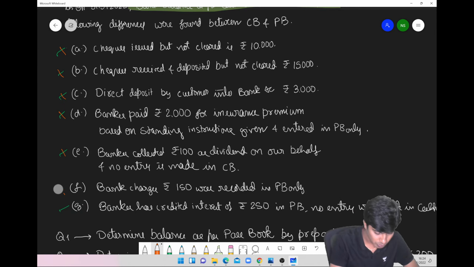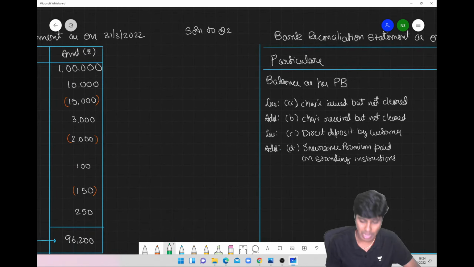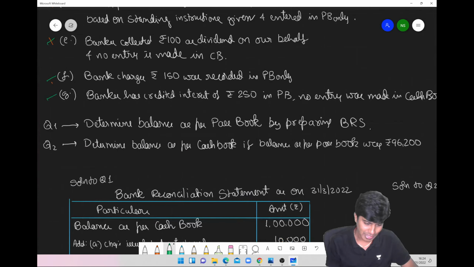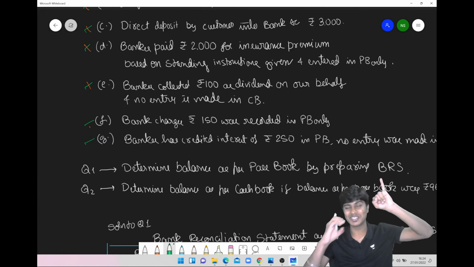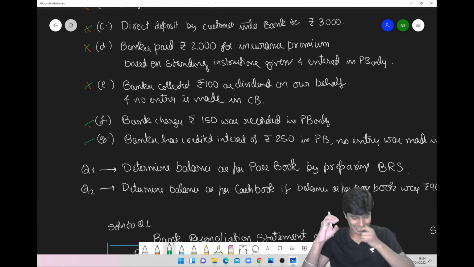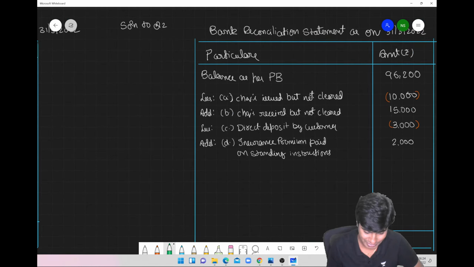Which one did we do now? I think we were doing E, right? E. We'd have to do E. Banker has collected dividend, so the passbook has increased. We have not recorded it in the cash book, so it has not increased. Changes in the passbook, decrease, less. Right, E. I thought we were doing F.